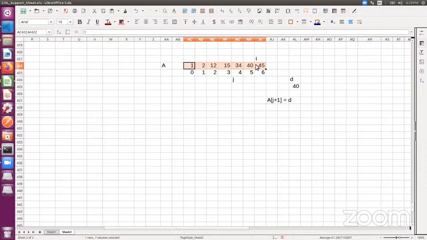Understood? Any doubts? Any doubts in this illustration? Shall we see the implementation?